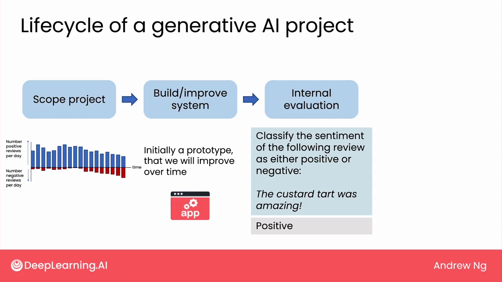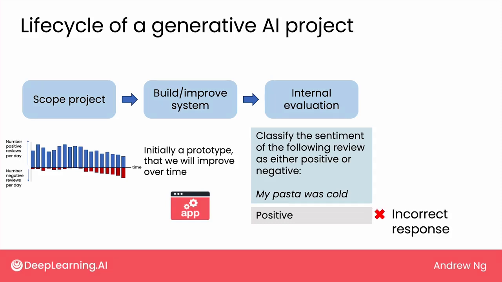And sometimes the internal evaluation will turn up some examples where it doesn't give the right results. In this case, with my pasta review, it outputs this as a positive sentiment. And sometimes cold pasta is delicious, but this sounds like a negative sentiment to me. And based on problems that we discover internally, we'll then go back to continue to improve the system. As you saw last week, writing prompts is a highly iterative process where you have to try something, see if it works, and then improve it. And building a generative AI software application also tends to be a very iterative process.